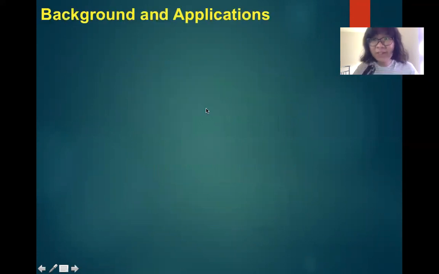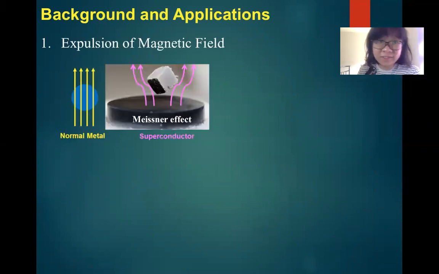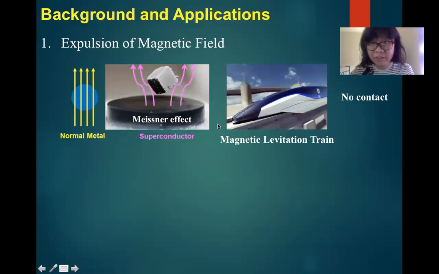So first of all, what is a superconductor and what are the applications of superconductors? The first very interesting property of a superconductor is the expulsion of the magnetic field. Here, this is a ferromagnet, and this is a superconducting material. If we cool the superconductor below the critical temperature, the ferromagnet will be lifted up, and this phenomenon is called the Meissner effect. If we use the superconducting material to make a magnetic levitation train, there will be no contact between the train and the rail.